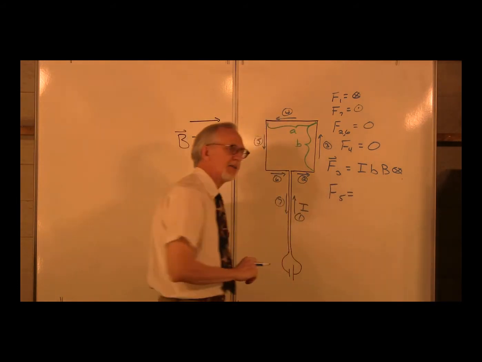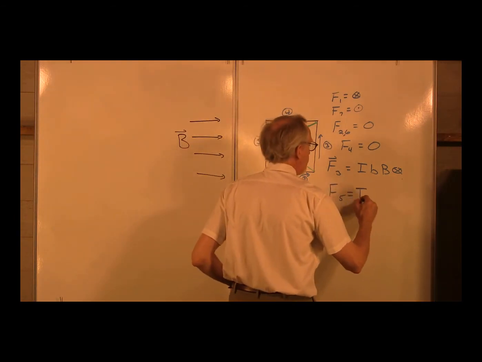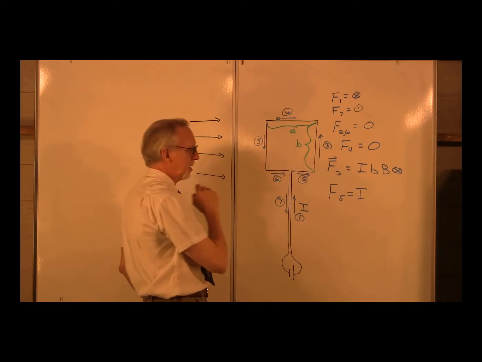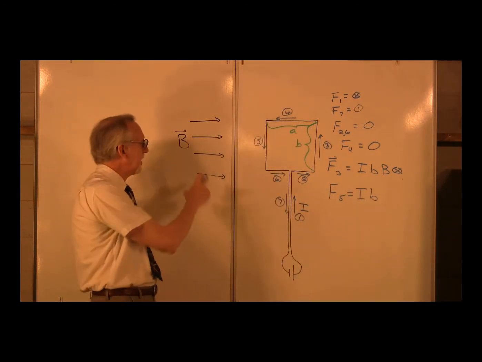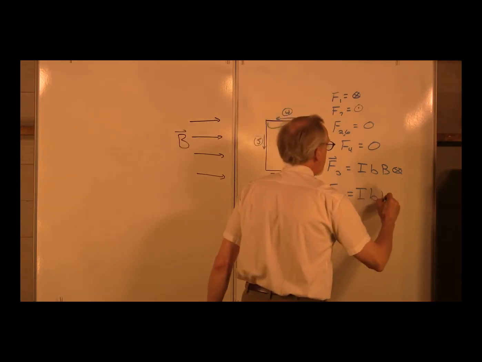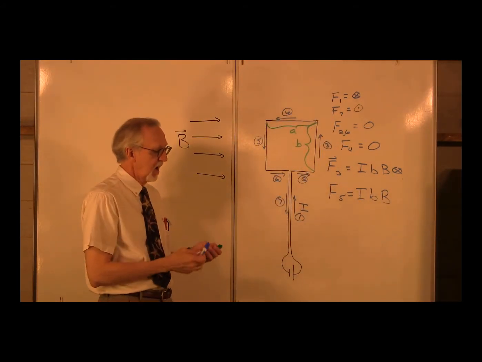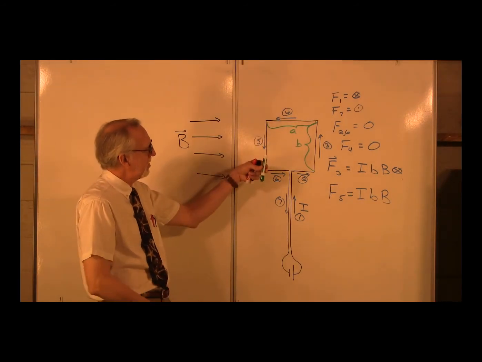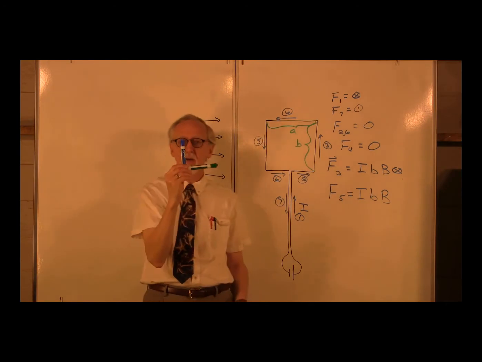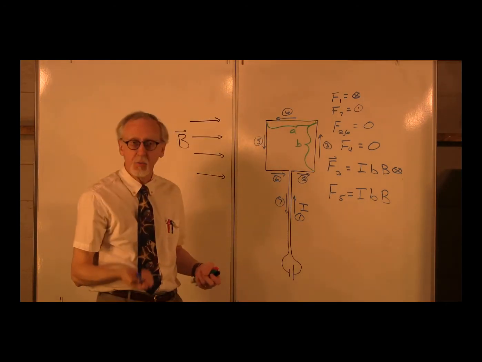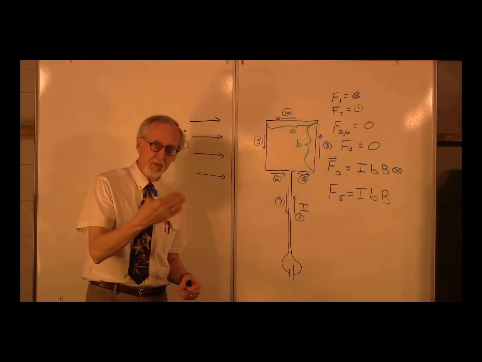F5. The magnitude is I L B, again. I, the current. L, again, little b. B, meaning the magnetic field, big B. Sine theta, again, theta is... I is down. B is to the right. What's the angle between them? 90 degrees. Sine of 90 is 1. So the magnitude of the force F5 is I, little b, big B.